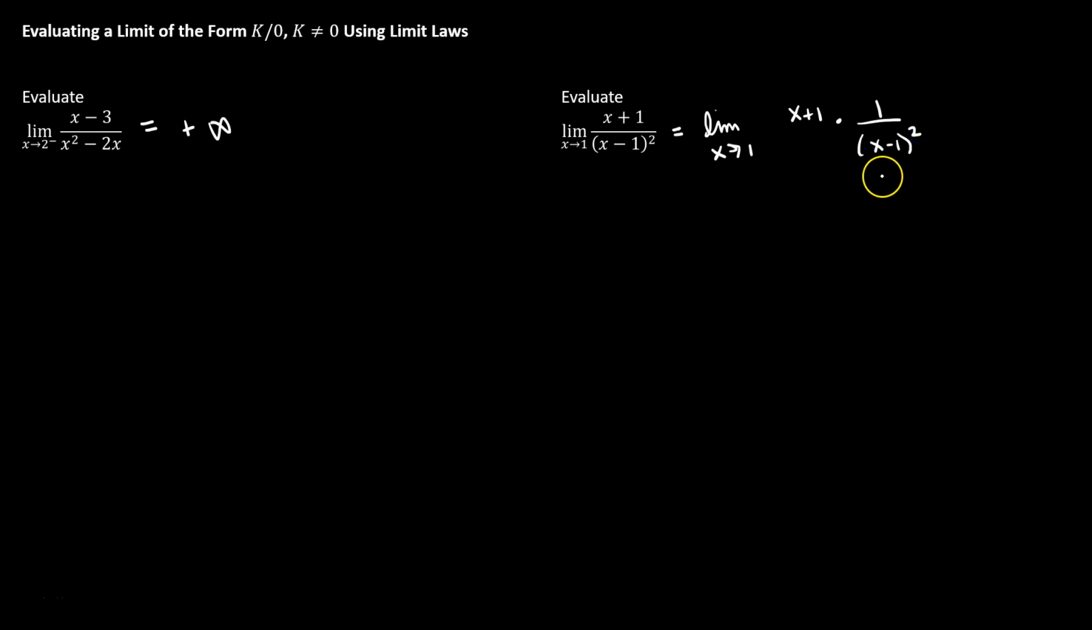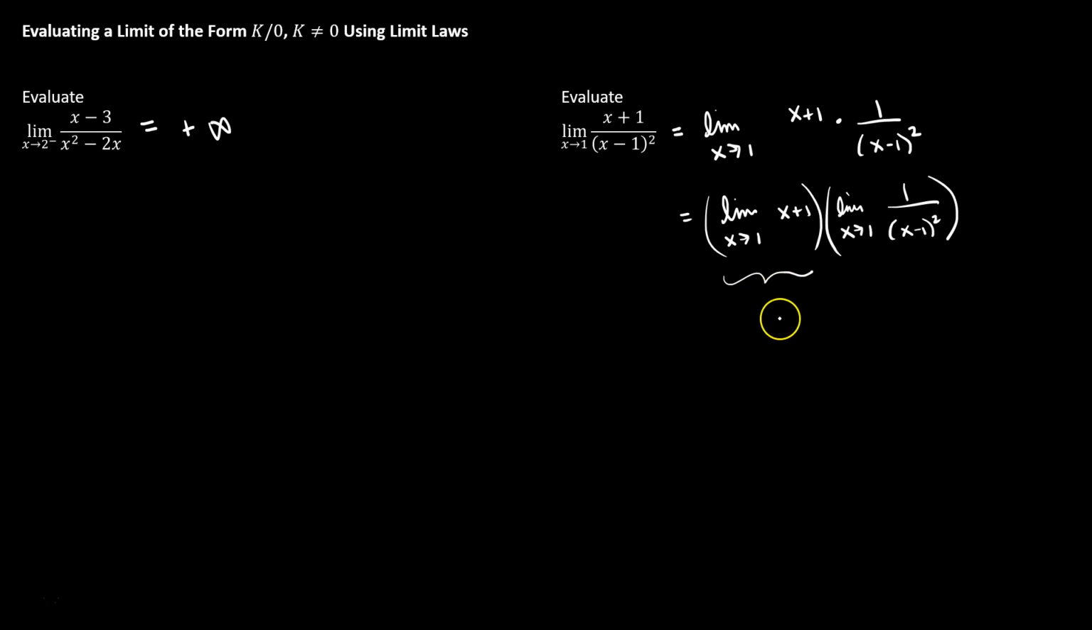Now that we have it as two separate terms, we can apply the limit to each term using our limit laws. We can see that the first factor, the limit as x approaches 1 for x plus 1, simplifies nicely to 2. It's the second factor that gives us the problem. We have 1 over x minus 1 squared. So we know we have a vertical asymptote at positive 1.